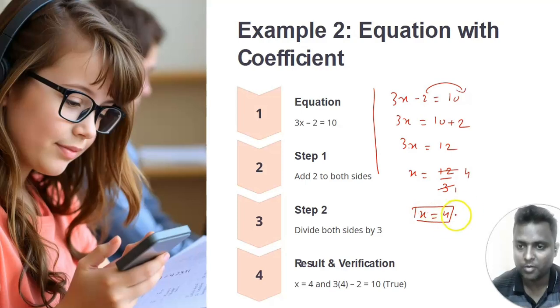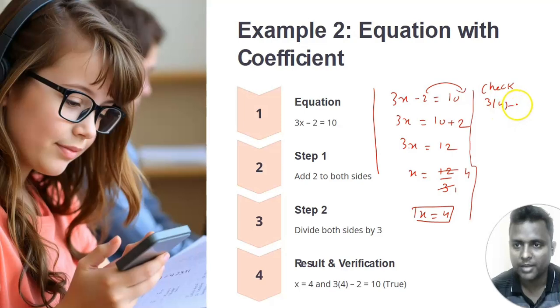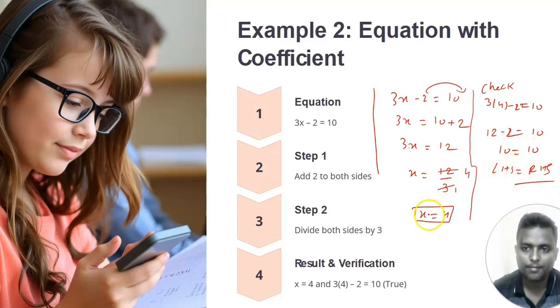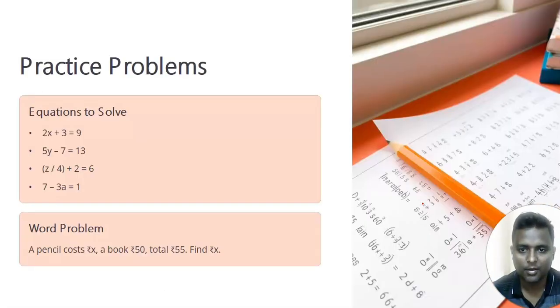Same as before, we want to check whether it is correct or not. We will put it into the equation. We'll check 3 times 4 minus 2 equal to 10. 3 4s are 12, minus 2 equals 10. 12 minus 2 is 10. So on both sides, LHS and RHS are the same. Okay, clear? So it's the correct answer. Similarly, we have many examples.